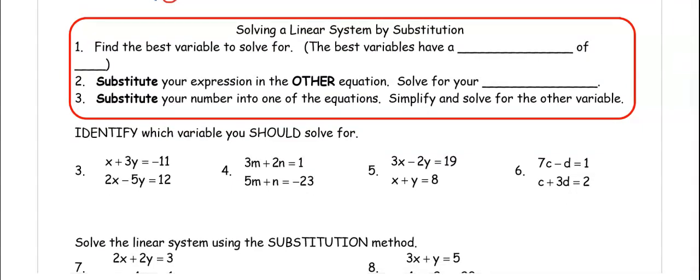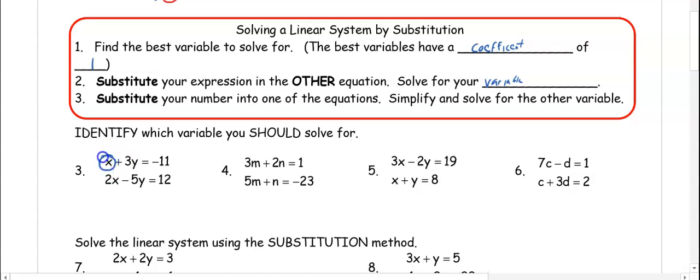So when we are solving a linear system, we first need to find the best variable to solve for. The best variable to solve for is a variable that has a coefficient of 1. Then we substitute the expression into the other equation and solve for our variable. We substitute the number into one of the equations and we solve for the other variable. So in 3, 4, 5, and 6, we're not going to solve yet. We're just going to identify which variable would be the best to solve for. So we are looking for the variable that has a coefficient of positive 1 in front of it.